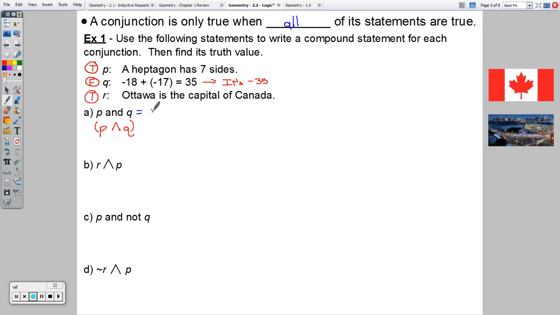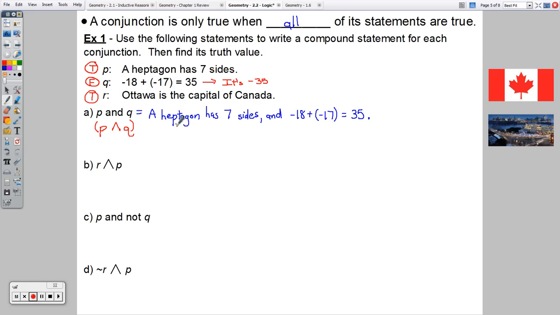So this written out in words, writing out the compound statement, what does it look like? Well, P is this: a heptagon has 7 sides. So we write that all out. And then Q is negative 18 plus negative 17 equals 35. So that's P and Q. That's the compound statement. I'm not saying whether that's true or not right now. I'm just saying that is the compound statement they're looking for.